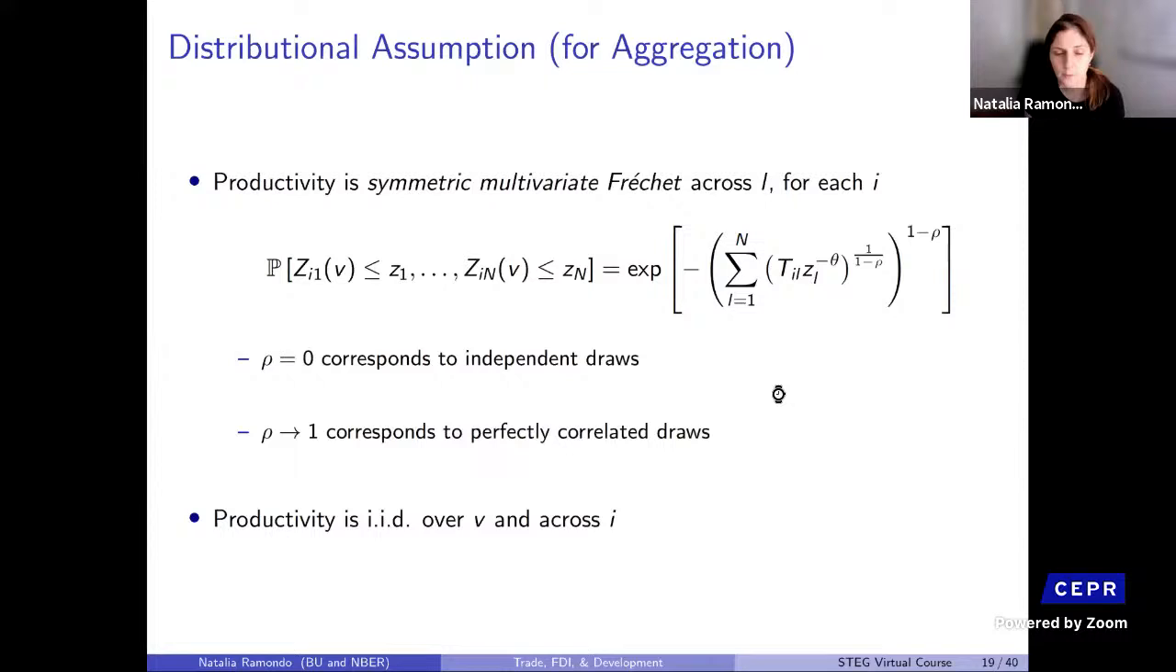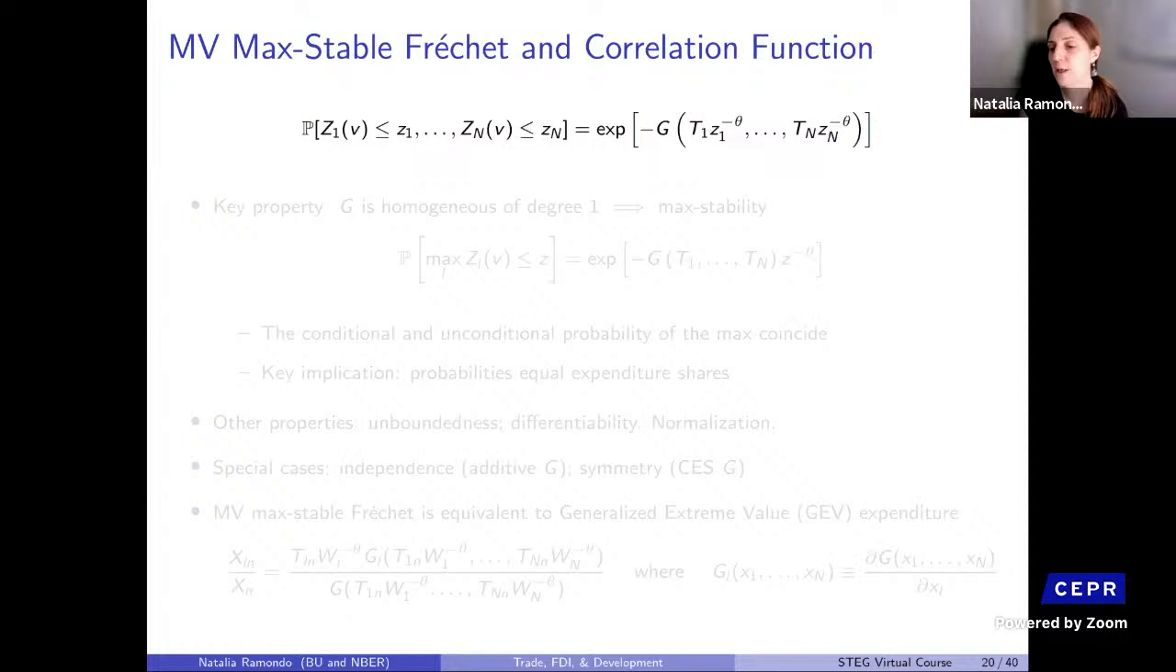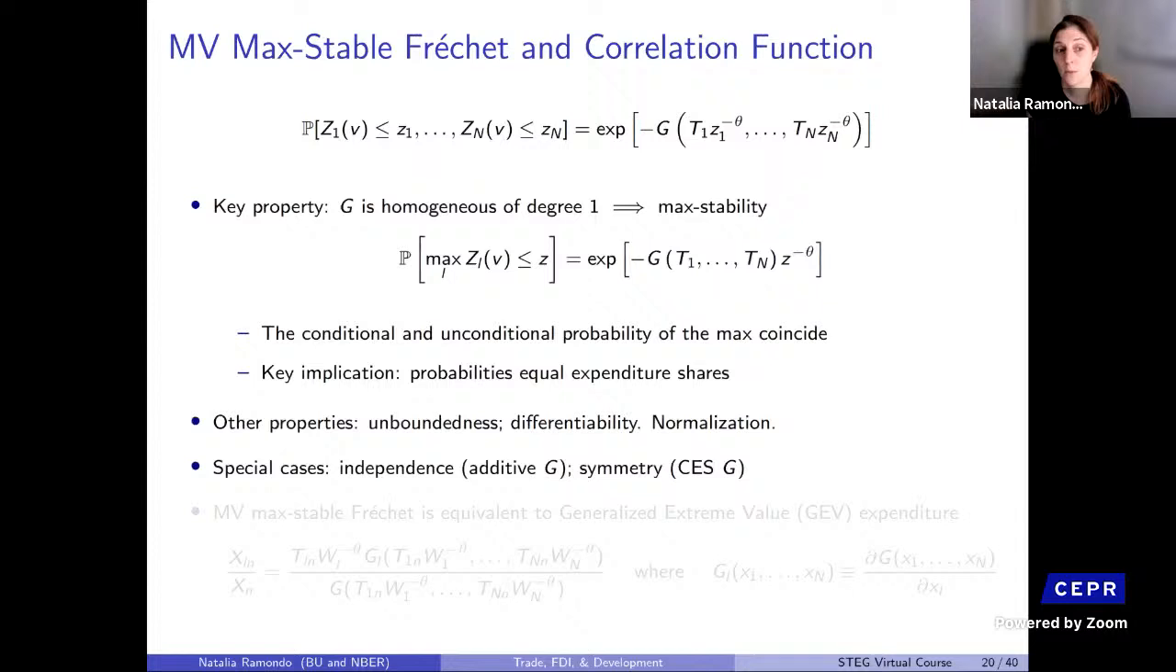So basically that symmetric Fréchet that I just showed you is a special case of a multivariate max-stable Fréchet with some correlation function. The form of that is the one up here. So the joint distribution of productivity across countries has the form of a multivariate max-stable Fréchet. It has this G function, and then we have the T's that are the scales and the theta that are the shapes. So what is this G function? It's a type of copula to incorporate correlation. The key property of the G function is that it's homogeneous of degree one, and that gives you max stability.